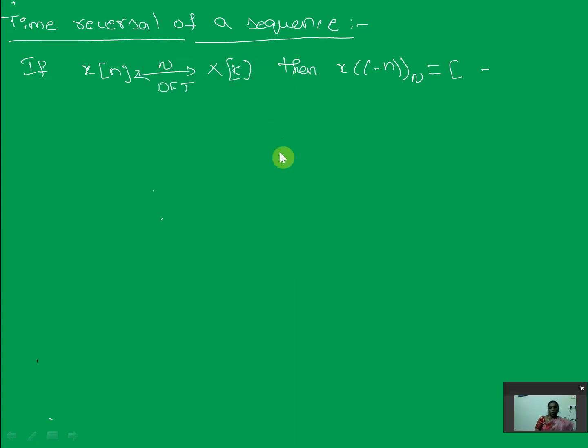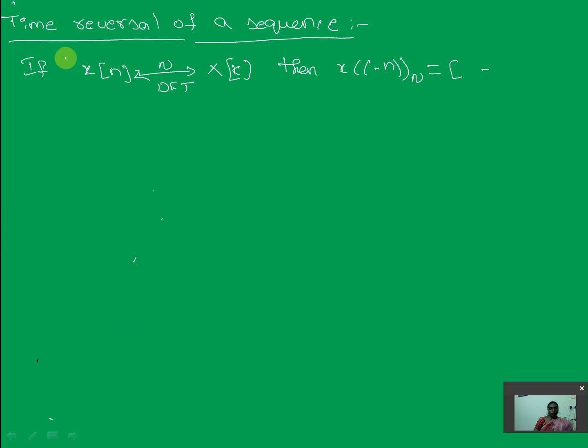So here the property is time reversal of a sequence. An important property in the DFT. Usually we just consider time reversal as x of minus n here. Based on the circular shifting property, we should use modulo N values for the sequences x of n or x of k. So see the property statement here.